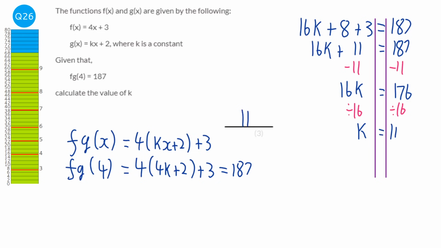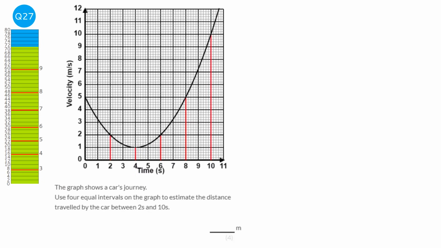So the answer is 11. So we're finding the area underneath this graph, and that's how we're going to estimate the distance, because the distance is the velocity times the time. And so if we work out the area under the graph, then we've got the distance. But the issue is that we don't understand things like calculus yet, and we've got to use this thing called the trapezium rule.